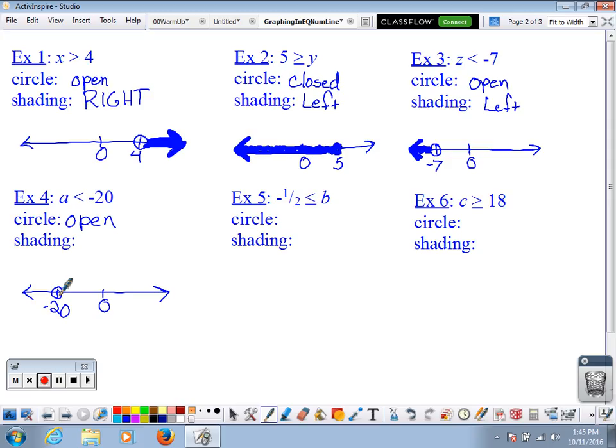Okay, now I need to think about which direction to shade. Well, think about this. The alligator eats the bigger number. Is it eating the A, or is it pointing to the A? It's pointing to that A. So does that mean that A is big or little? It's little. And where are the little numbers? To the left. So that's where we shade. All the way to the left.